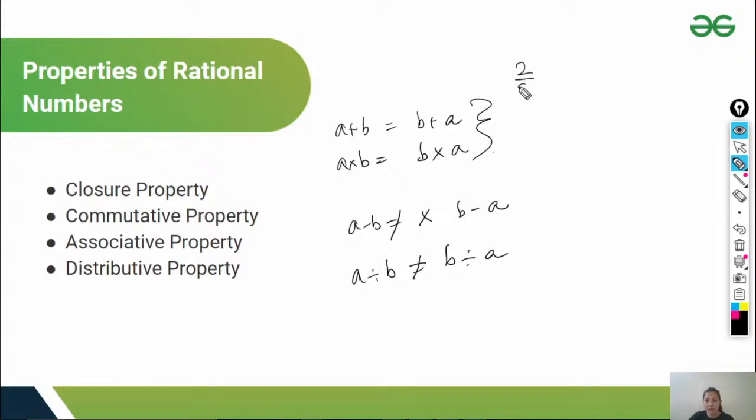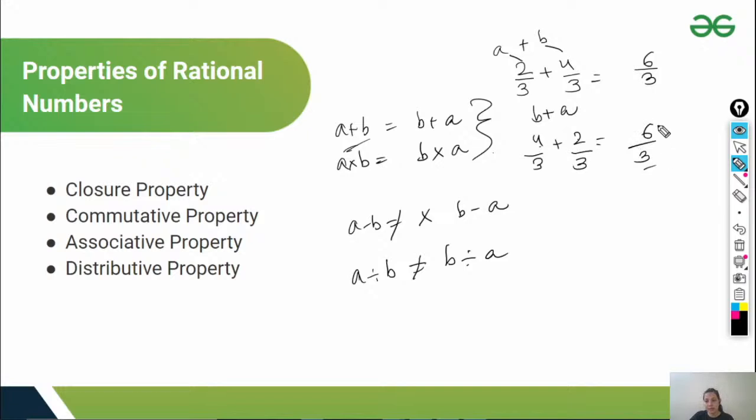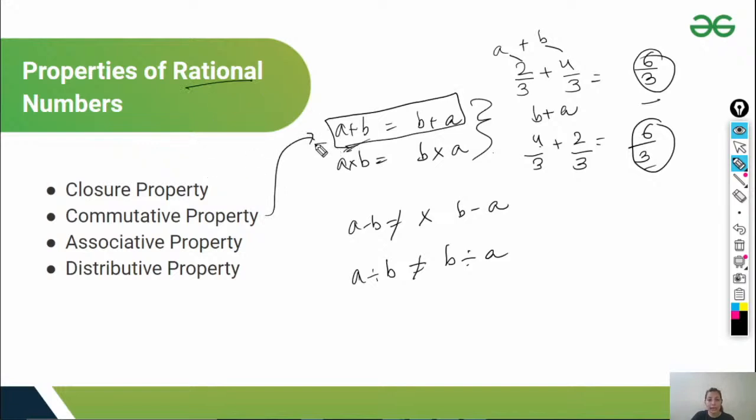So for example, if I would write 2/3 plus 4/3, let's see, this is a and let's suppose this is b in this case. Now what would be the result? It is 6/3. Now let us add b plus a and check whether it's responding the way we thought. So 4/3 and 2/3. Again 4 plus 2 is 6, the denominator same, 3. The results are same. So we can say that a plus b would be equal to b plus a. That is, the commutative property follows in rational numbers and addition.